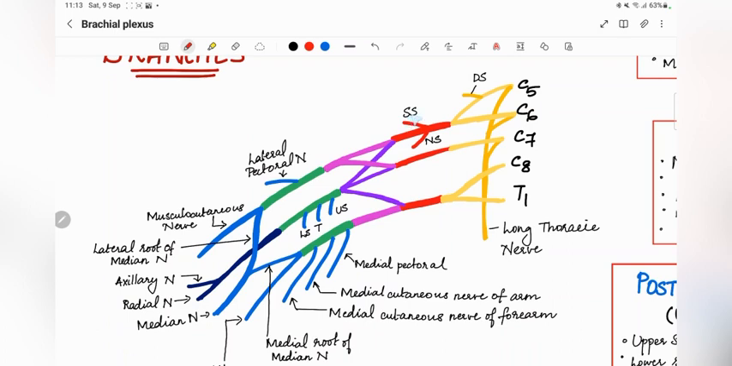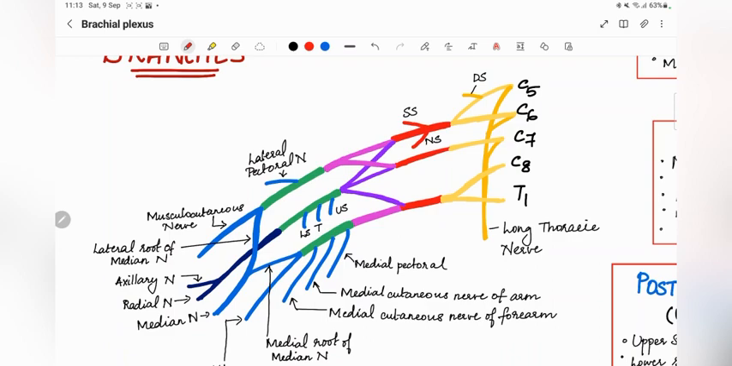The suprascapular nerve supplies the supraspinatus and the infraspinatus muscles. Next, let's talk about the branches that arise from the cords of the brachial plexus.